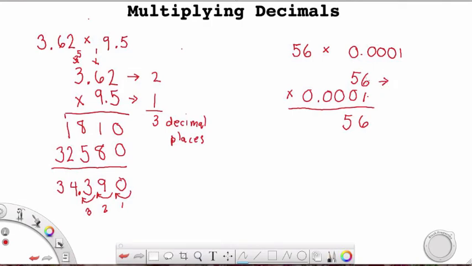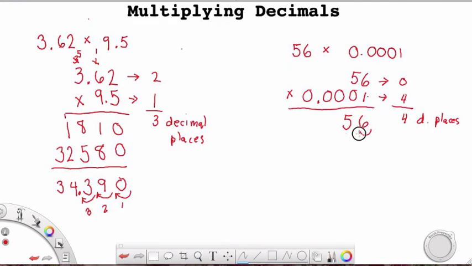How many decimal places do I have behind 56? I have none. 56 is a whole number. Okay, there's no place values that are filled after the decimal point. And technically, my decimal point's right here. In 1/10,000ths, how many decimal places do I have? I have 1, 2, 3, 4. I have 4 decimal place values. When I add them up all together, I have 4 decimal places. Okay? And guess what I have to do? I have to have 4 decimal places in my answer.